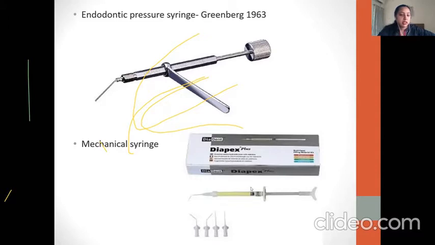As you can see in the mechanical syringe, there is a rubber head to the piston which is given by the company. The piston is made up of plastic, the cartridge is made up of plastic, even the tip is made up of plastic. And the piston has a rubber stopper at its end. As you go further, the rubber stopper moves downwards, applying the pressure.